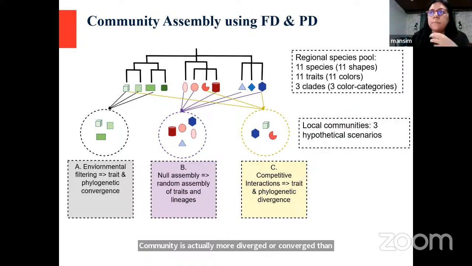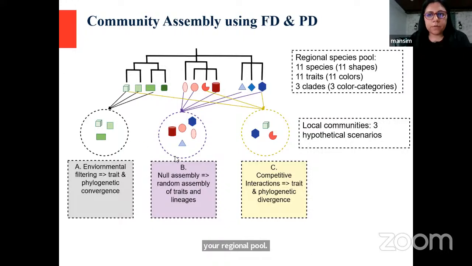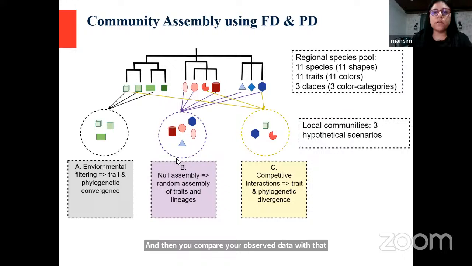For that, you assemble something known as a random community, which means that you just take random species from your regional pool and then you compare your observed data with that random data. And then you comment whether your observed community has a higher convergence or a lower divergence. So convergence comes from environmental filtering, divergence comes from interspecific competition, right?